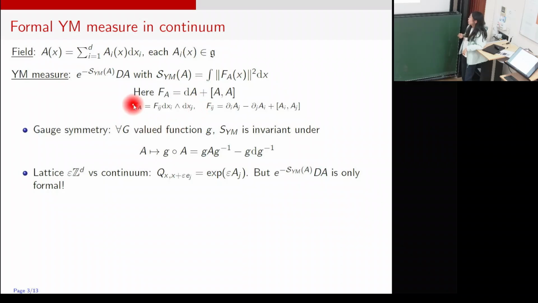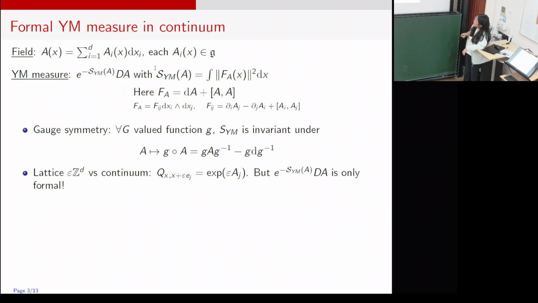And we already know that even in the two-dimensional case, if we consider the Gaussian free field, it's not a function but a distribution. So for this Yang-Mills measure, it's more complicated. It's also a distribution. How to make sense of this measure is a problem.